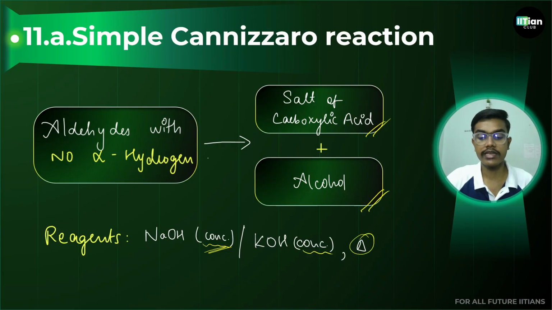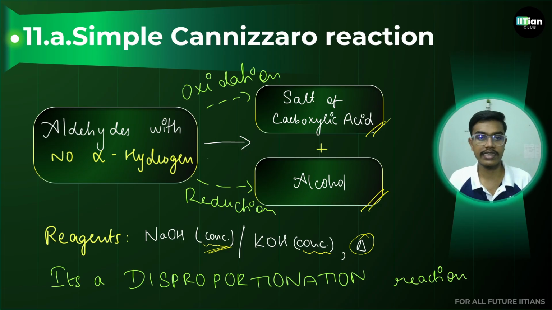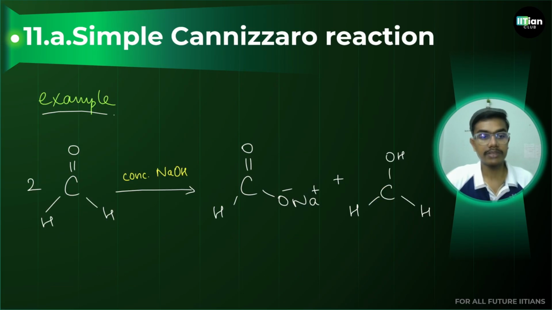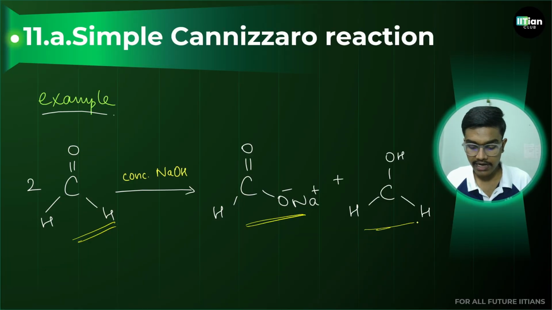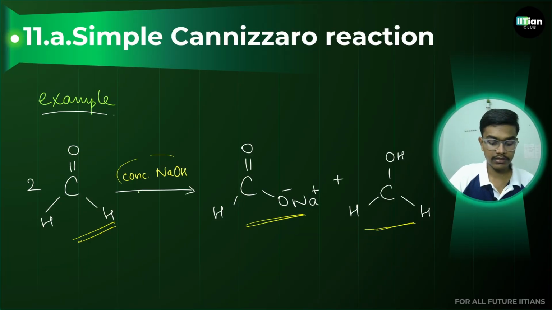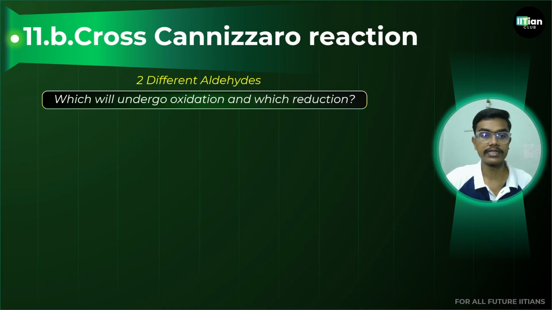And if you are noting here, this is a disproportionation reaction because aldehyde is getting oxidized to carboxylic acid and getting reduced to alcohol. You can note that. You can check out this example wherein we have formaldehyde getting converted to sodium salt of carboxylic acid and alcohol over here in the presence of concentrated NaOH.